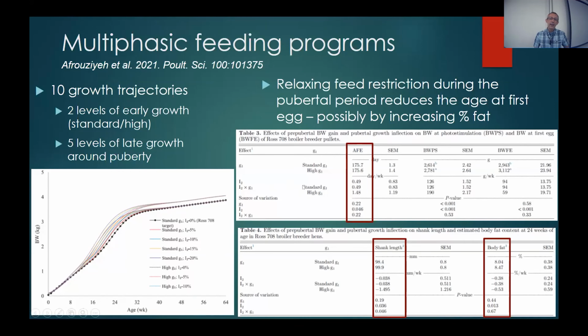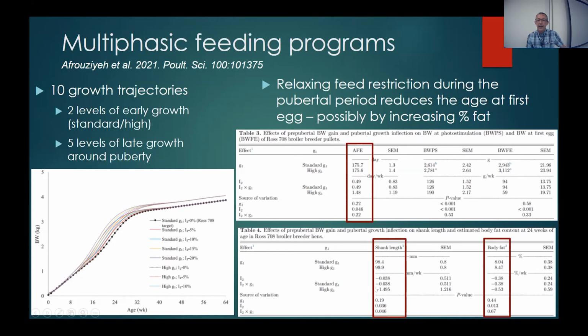What was interesting from those results is that the early growth period did not have much of an impact on the age at first egg. Having those birds grow faster during the early stage did not really have a carryover effect. What did have an impact was the level of feeding and the level of growth right around the time of puberty, as you can see here, between 16 and 24 weeks.